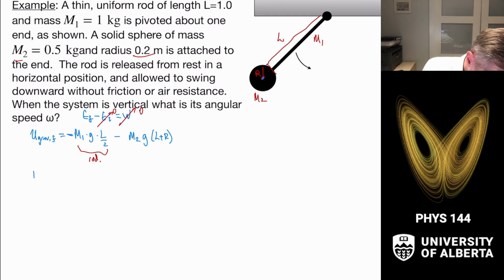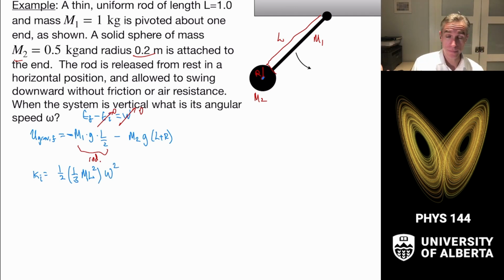My kinetic energy for the system as it's swinging through is going to be equal to 1/2 times the I of the rod. Let's plug in that that's 1/2 times 1/3 m1 L squared, times omega squared. And that's the angular speed for the whole system, all rotating together. Then I put in plus 1/2 of the moment of inertia for the sphere.